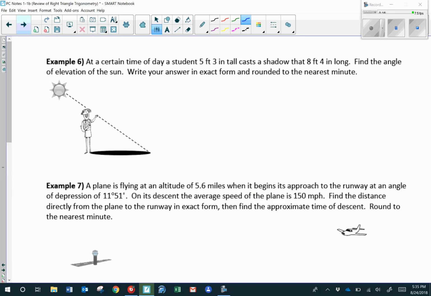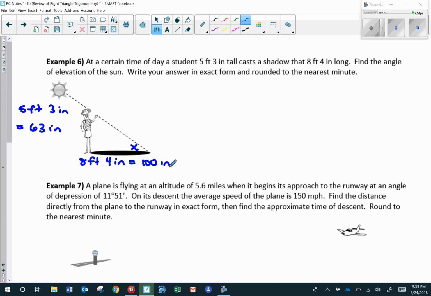Okay, another problem with angle of elevation. At a certain time of day, a student 5'3" tall casts a shadow that is 8 feet 4 inches long. We want to find the angle of elevation of the sun, which is between the line of sight and the horizontal. If the student is 5'3", we can actually convert that to inches because it'll be handy to have it all in one single unit. And then the shadow is 8 foot 4 inches, and we can convert that to inches as well. That's 100 inches.